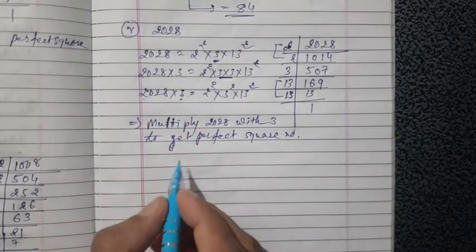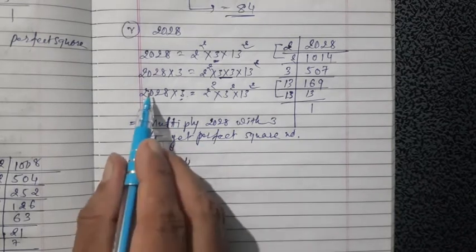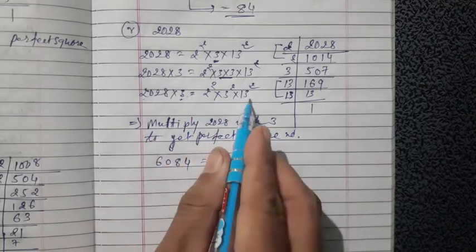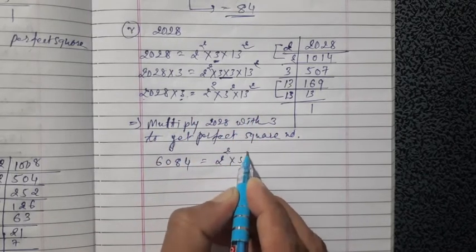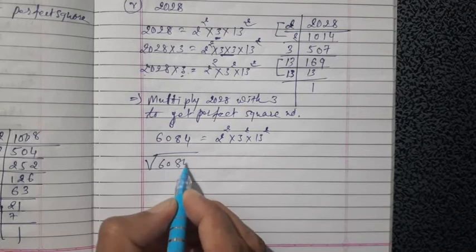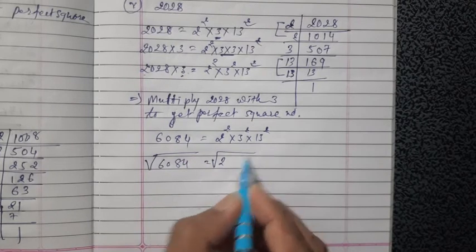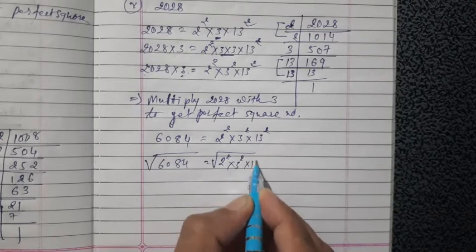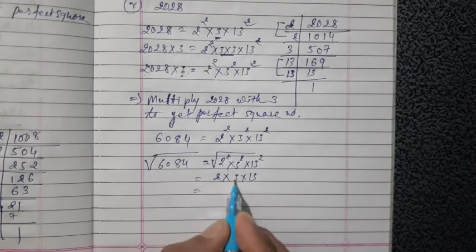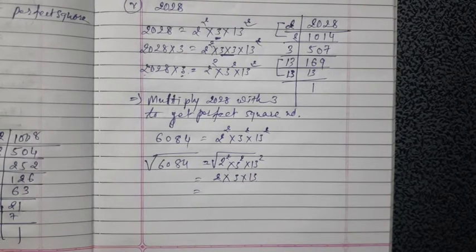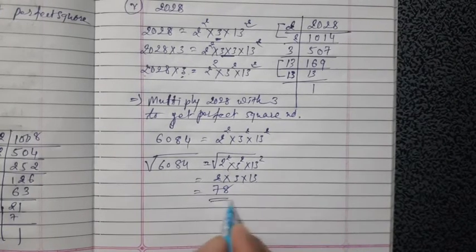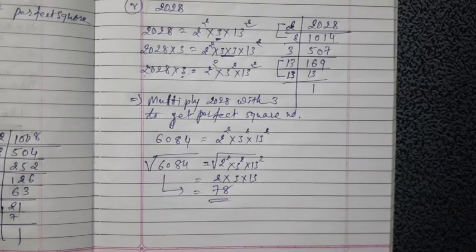8 threes are 24, 2 threes are 6 and 2, 0 and 3 twos are 6, equal to 6084, now we are already having the factors of that number: 2 square, 3 square and 13 square. Now square root of both sides. 6084 equal to square root of 2 square, 3 square and 13 square equal to 2 into 3 into 13 equal to 13 threes are 39, 2s are equal to 78. That's your second answer.